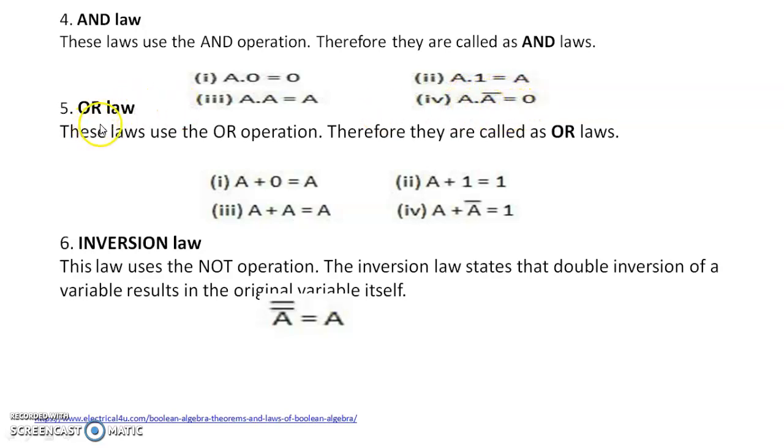Next law, that is OR laws. This law uses the logical OR operations. Therefore, it is called as OR laws. So, A plus 0 is equal to A. Again, in this case, suppose we consider the A value as 0. So, 0 plus 0 is equal to 0. So, that means A plus 0 is equal to A. A plus 1 is equal to 1. If we consider the A value here 0, so 0 plus 1 is equal to 1.